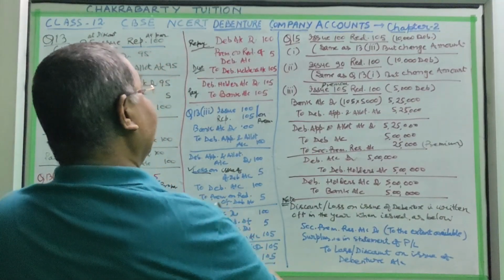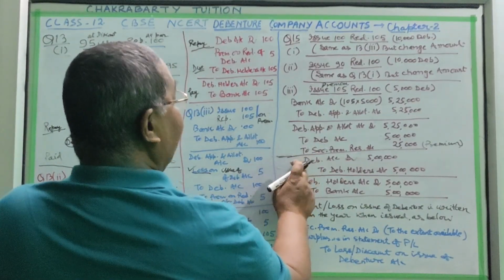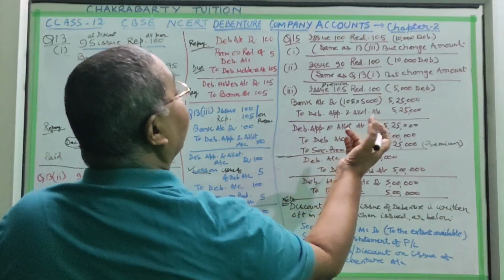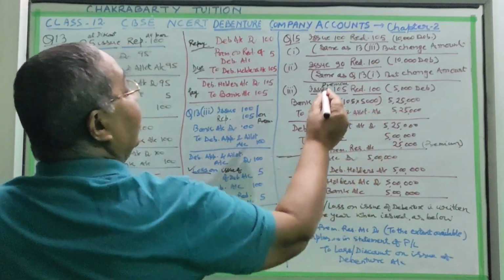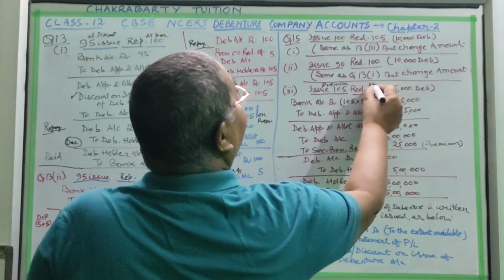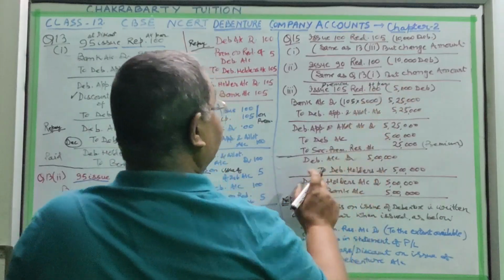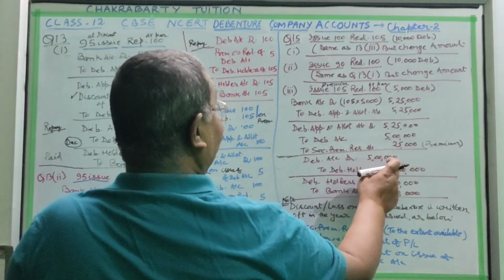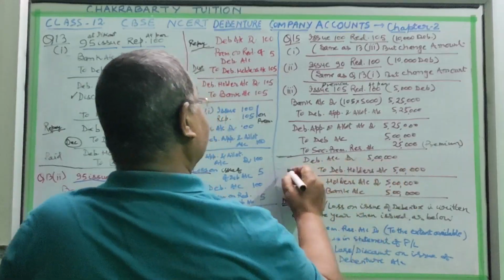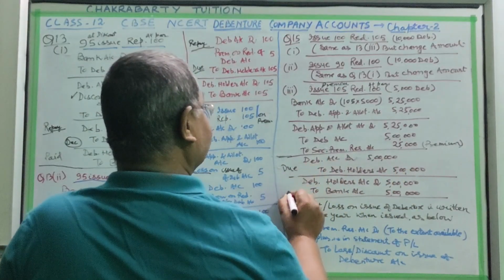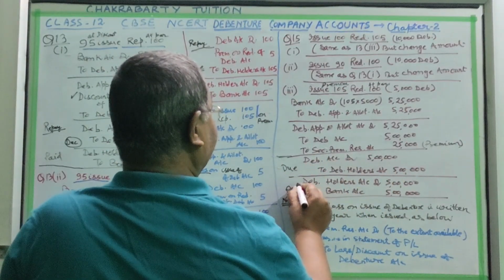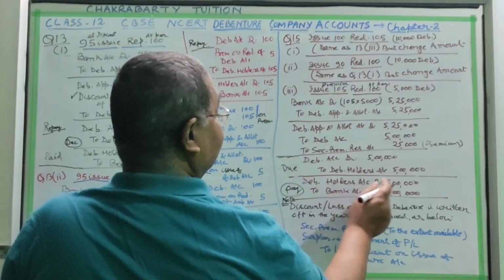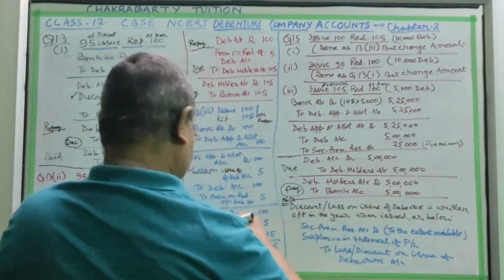Now at the time of redemption, this portion is over. You have to pay only 100 at par. This redemption is at par. So 100 rupees only you have to pay, 100 into 5,000, so 5 lakhs. To debenture holders account, it is the due entry. And then it is the pay entry: debenture holders account debit to bank account. So this is the payment.